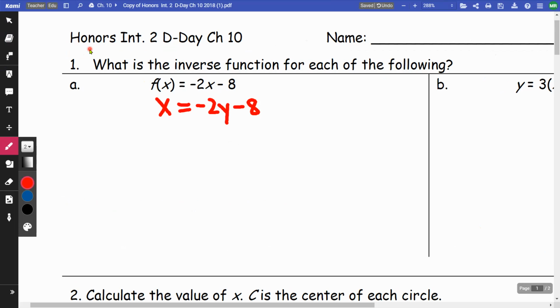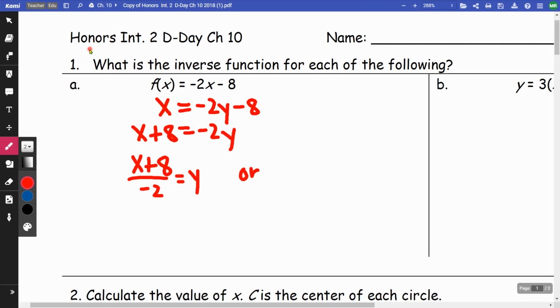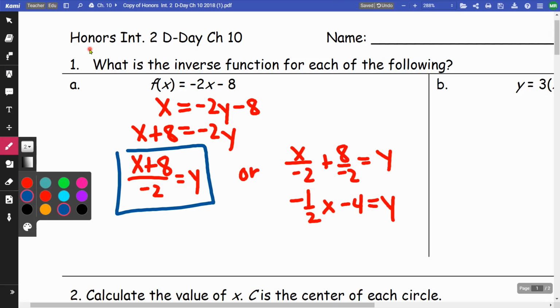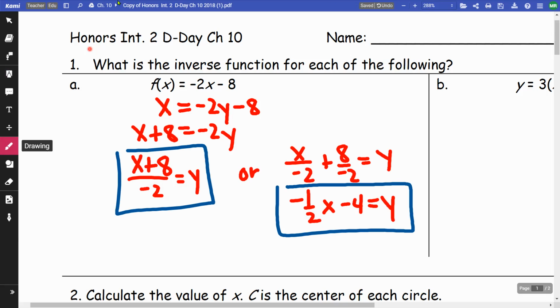Okay, so we're going to add 8. Then divide by 2. And really, you could do this two ways. You could have x plus 8 divided by 2 is equal to y. Or we could have separately divided the x by a negative 2 and the 8 by a negative 2. And that would give me a negative 1/2 x minus 4 is equal to y. Both of these answers are acceptable. If I had to graph it, the second one's probably a nicer form than the first one.